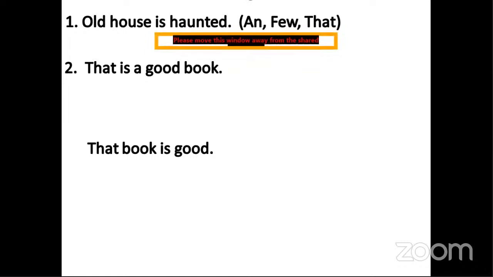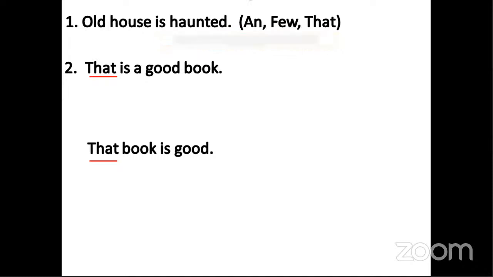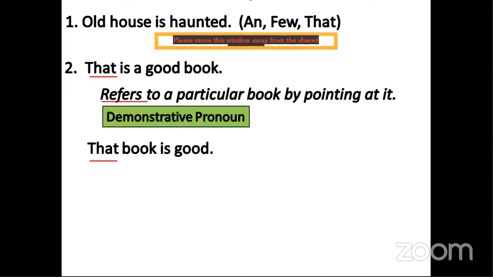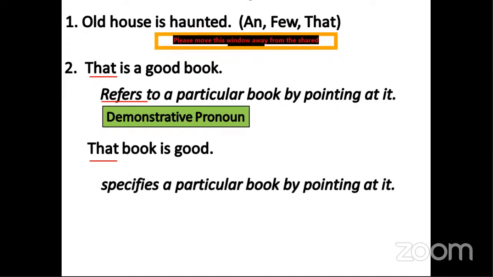Now let us read the next two sentences. That is a good book. That book is good. Now we have used that in both the sentences. Is it functioning as a determiner in both the sentences? Let us see. When I say that is a good book, that refers to a particular book by pointing at it. It is a demonstrative pronoun. When I say that book is good, that specifies a particular book by pointing at it.